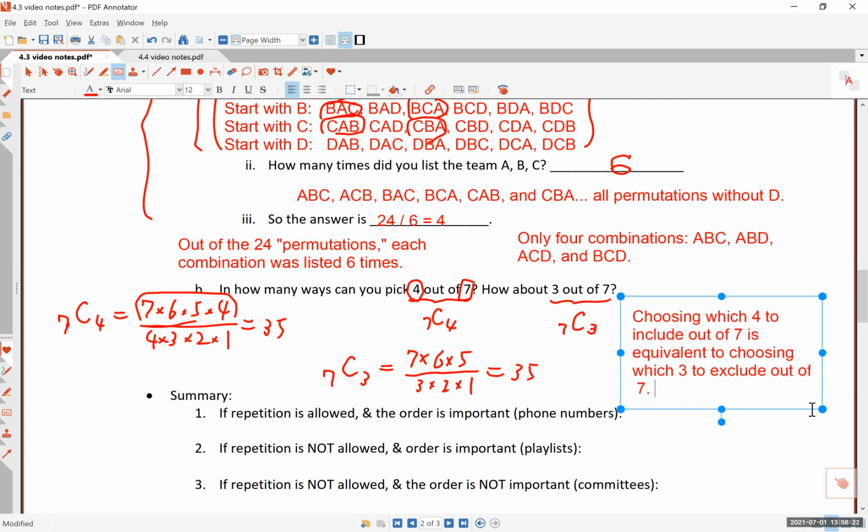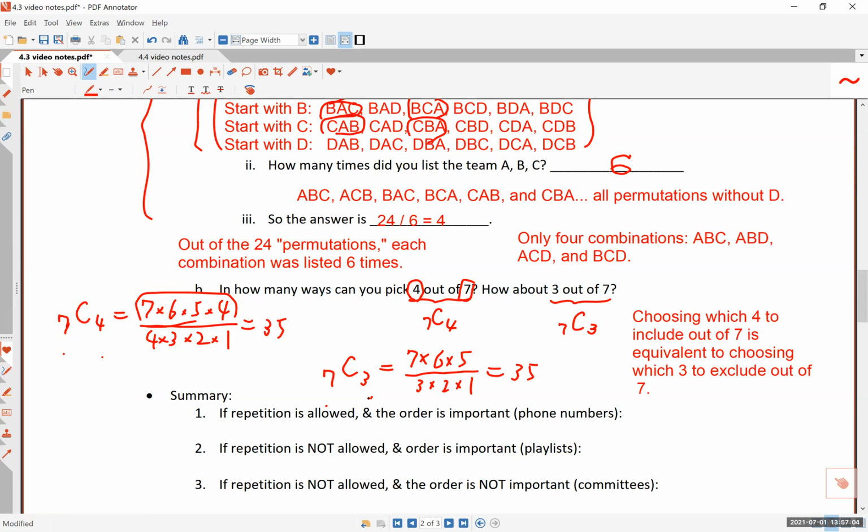See, the thing is, whenever you choose 4 children out of 7 to take to the theme park, you are basically making a choice of which 3 to leave at home, right? Or not to include in the group of children going to the park. So choosing which 4 to include out of 7 is the same as choosing which 3 to not pick out of 7. And that's why these numbers are equivalent. So for instance, if this were 7 choose 2, that would be the same as 7 choose 5, okay? Because the number of ways to choose 2 people out of 7 would be the same as the number of ways to choose 5 out of 7.